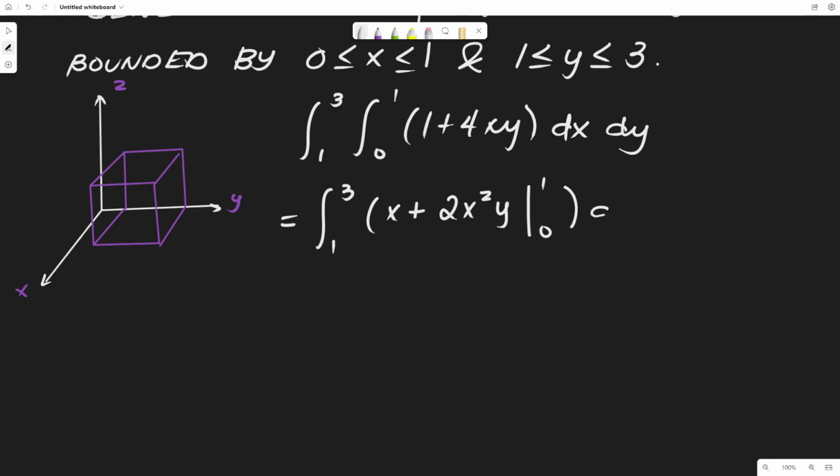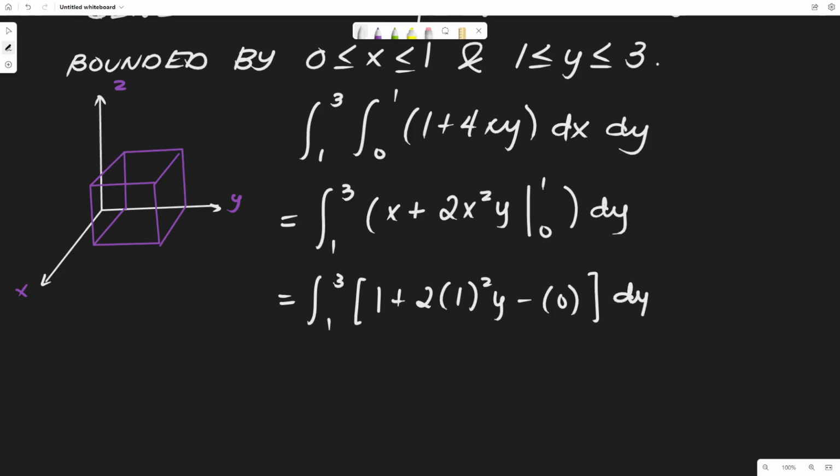Ayan. dy. So, sir, saan natin ipa-plug ngayon to? Dalawa yung variable. Kung saan yung nawala, for example dito, si x yung nawala. So, kay x tayo maglalagay ng ating limits, our boundaries rather. So, we have from 1 to 3 ng 1 plus 2 times 1 squared y, minus 0, kasi 0 lang naman yan pag pinalit natin si 0 dun sa mga x natin, di ba, dy. Tapos simplify na lang natin.